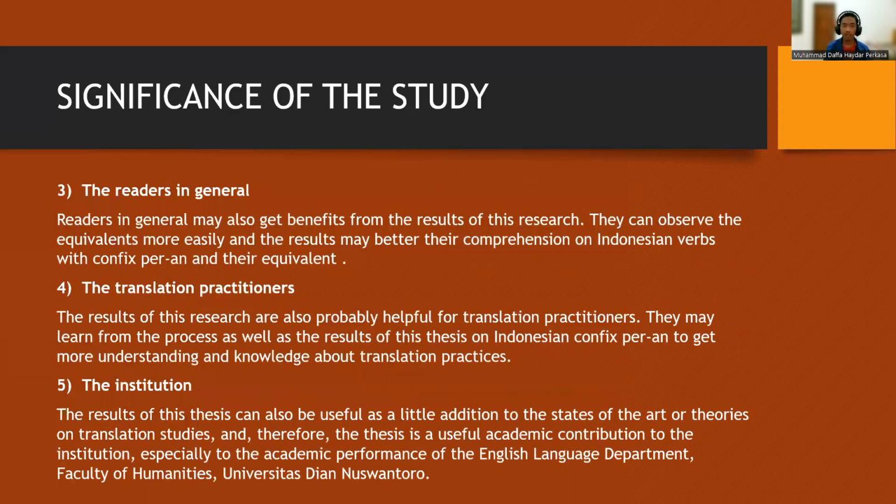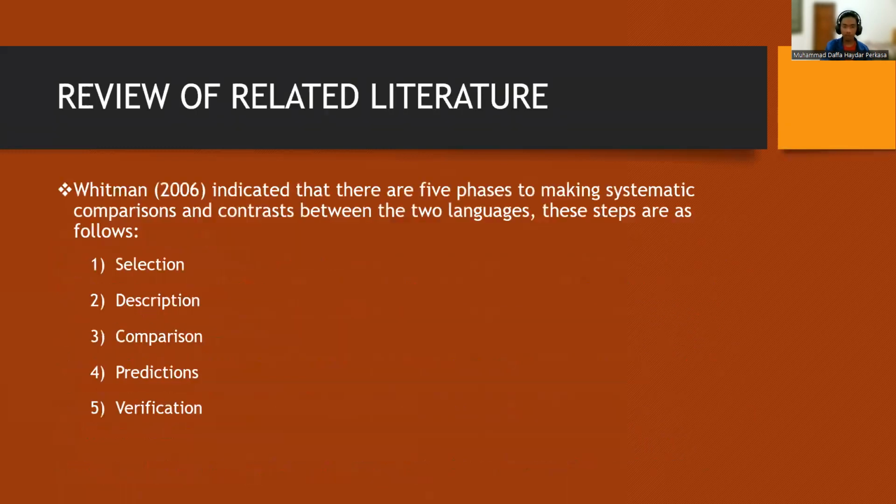Third, the readers in general. Readers in general may also benefit from the results of this research. They can observe the equivalence and may better their comprehension of Indonesian verbs with confix peran and their English equivalent. Fourth, translation practitioners: the results of this research are also probably helpful for translation practitioners. Fifth, the institution. The results of this thesis can also be useful as a little addition to the state of the art or theories on translation studies, and therefore the thesis is a useful academic contribution to the institution, especially the academic performance of the English Language Department, Faculty of Humanities, Universitas Dian Nuswantoro.